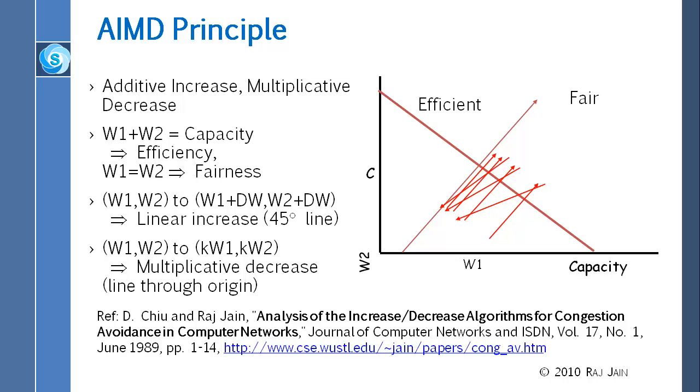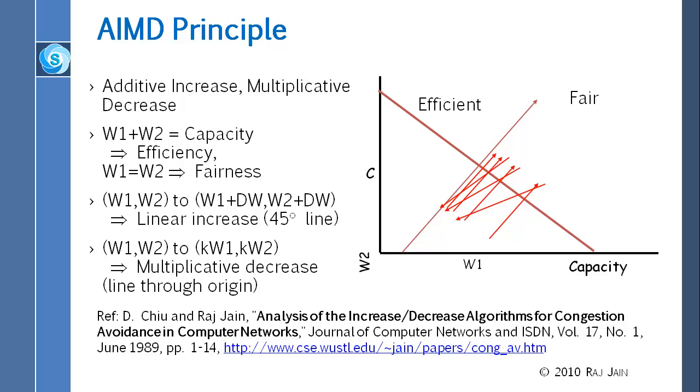How do we get there? Well, we said that if you start from any point in this plane and follow additive increase and multiplicative decrease, you will always end up at that point. The idea is simple. If you start from here, additive increase means both of them add the same amount, so you go along a 45-degree line. Then you do multiplicative decrease, which means both of them multiply by some number, so they go along a line passing through the origin. If you keep doing this, going up 45 degrees and then along a line through the origin, you will eventually end up at that point. This was a big discovery at that time.